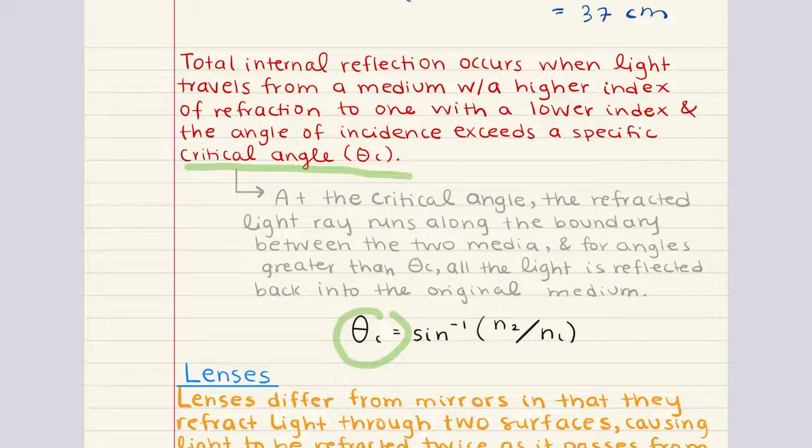If the angle of incidence exceeds this critical angle, then we observe a phenomenon called total internal reflection. In this case, all of the light is reflected back into the original medium, and none of it refracts into the second medium. Total internal reflection is particularly important in applications like fiber optics and certain optical instruments where controlling the path of light is super essential.